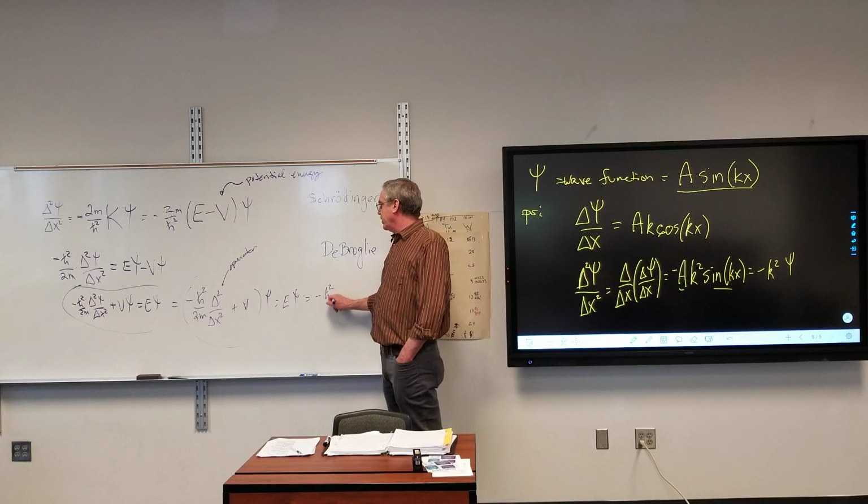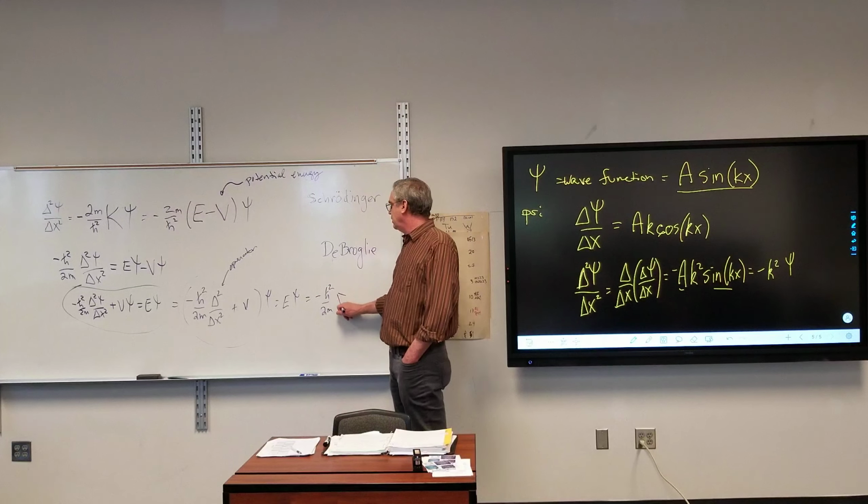Negative h bar squared over 2m, nabla, must be nabla squared. So it's just a triangle, just a crooked triangle. It's supposed to be an upside down triangle, but it's an equilateral triangle, so there is no. This is known as the nabla.